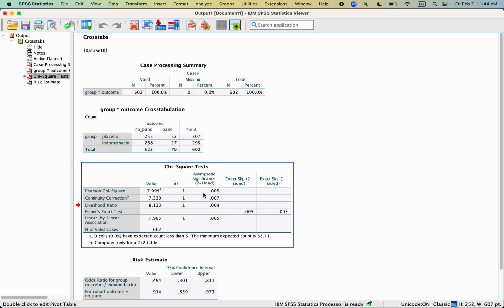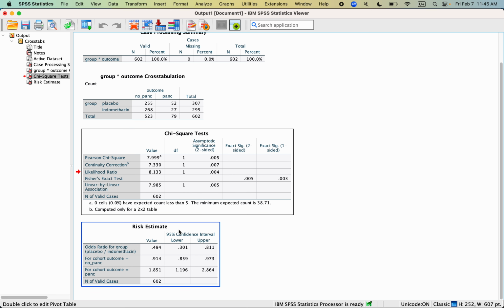In other words, the proportion of folks who develop pancreatitis differed between these two groups. And just looking at our 2x2 table here, we can see we've got higher rates in my placebo group of pancreatitis. So indomethacin seemed to help. How much did it help? Well, we can come down here, and now we've got our risk estimate.